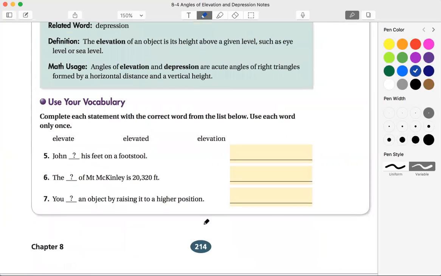All right, so John elevated his feet on a footstool. The elevation of Mount McKinley is 20,320 feet. You elevate an object by raising it to a higher position.